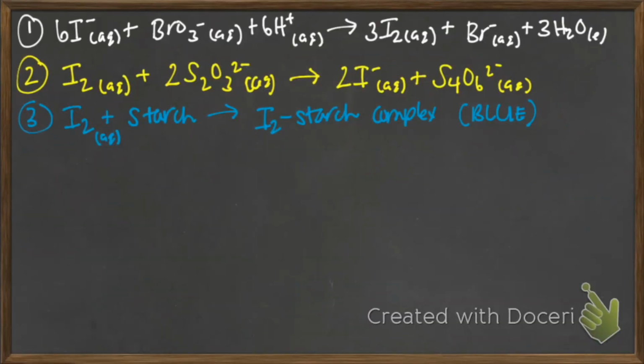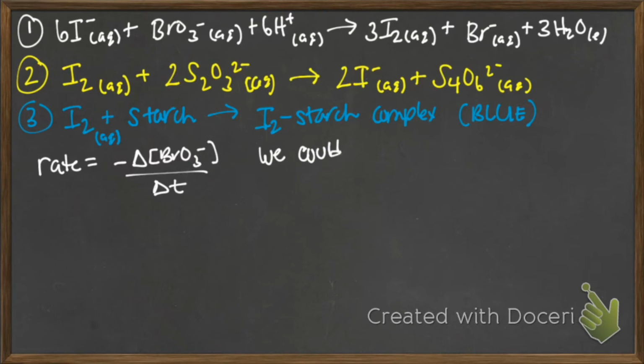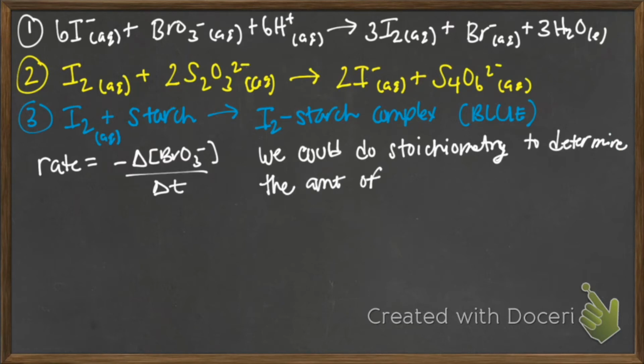Okay, I've rewritten our 3 reactions that will occur in our flask on this new slide. And so we are going to need to determine the rate law. In order to do that, we need to calculate the rate of the reaction. And the rate of the reaction we can write as the negative change in bromate over the change in time. So we could do some stoichiometric calculations in order to figure out that change in bromate. We know our initial bromate concentration, and we could calculate how much is left over after our solution turns blue.